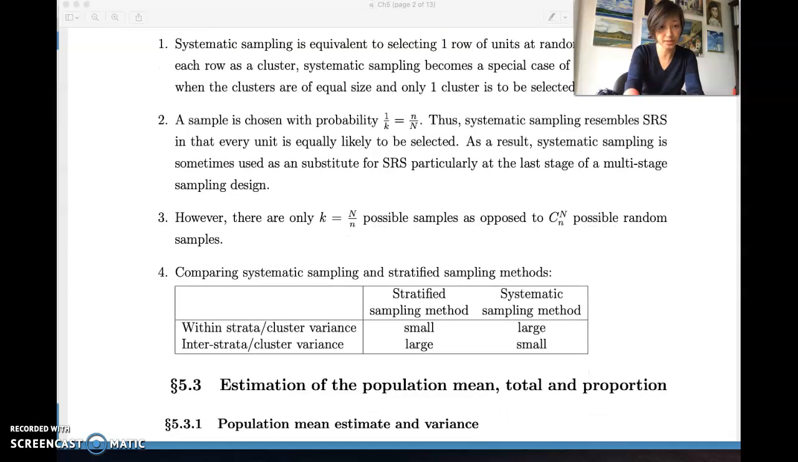Lastly, comparing systematic sampling with stratified random sampling. In stratified random sampling, we want units within a stratum to be homogeneous. But in systematic sampling, we want them to be heterogeneous. Okay, so this is why systematic sampling is one kind of cluster sampling.